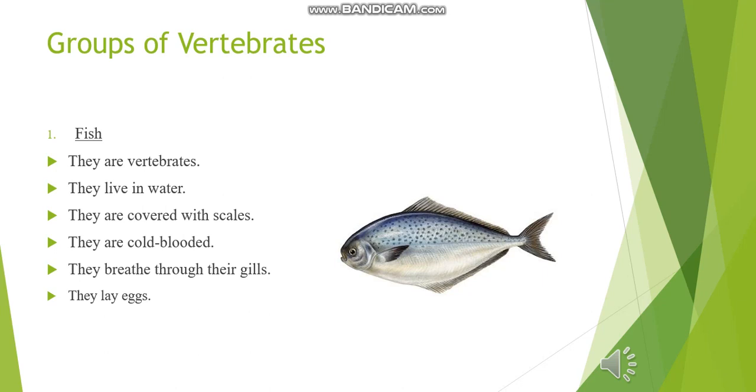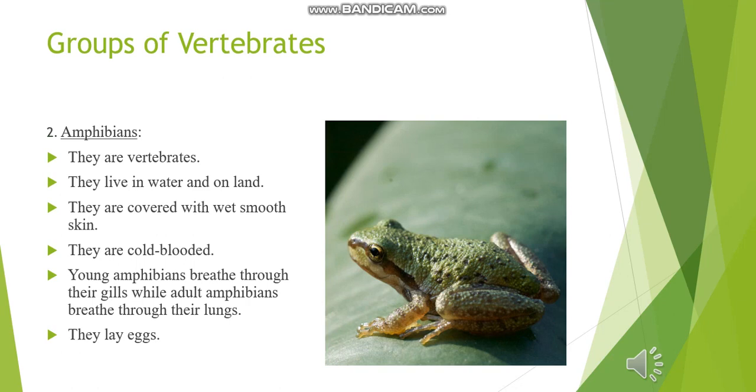Give me examples of fish. Starfish, jellyfish, whale, shark. Very good. Proud of you all. Group 2. Amphibians. What do you know about amphibians? Amphibians are vertebrates. Amphibians live in water and on land.